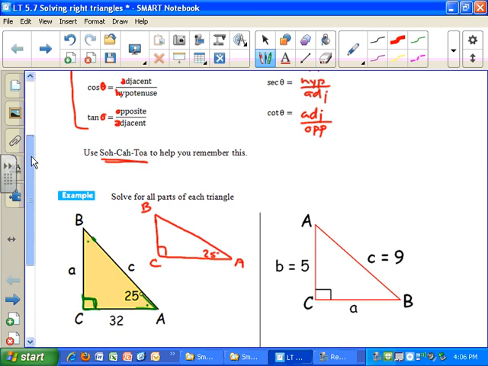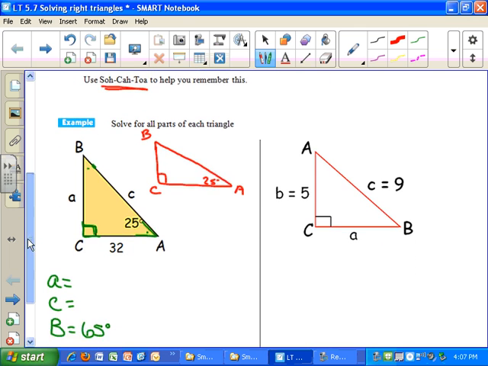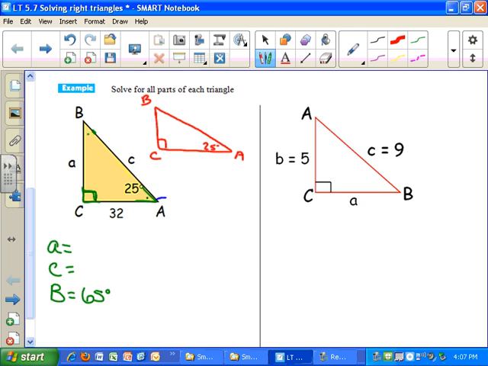In order to decide which one of these functions we're going to set up, we have to decide, do we have opposite and hypotenuse, do we have adjacent and hypotenuse, or do we have opposite and adjacent? So it helps to label the sides, and before you can label the sides, you have to pick an angle. Okay, because if I choose angle A, that means that side a is going to be the opposite. If I were to have picked angle B, then side b, this 32, would be the opposite. But right now I can label a as opposite, 32 as adjacent, and it doesn't matter how you pick the angles, but c is always going to be the hypotenuse.